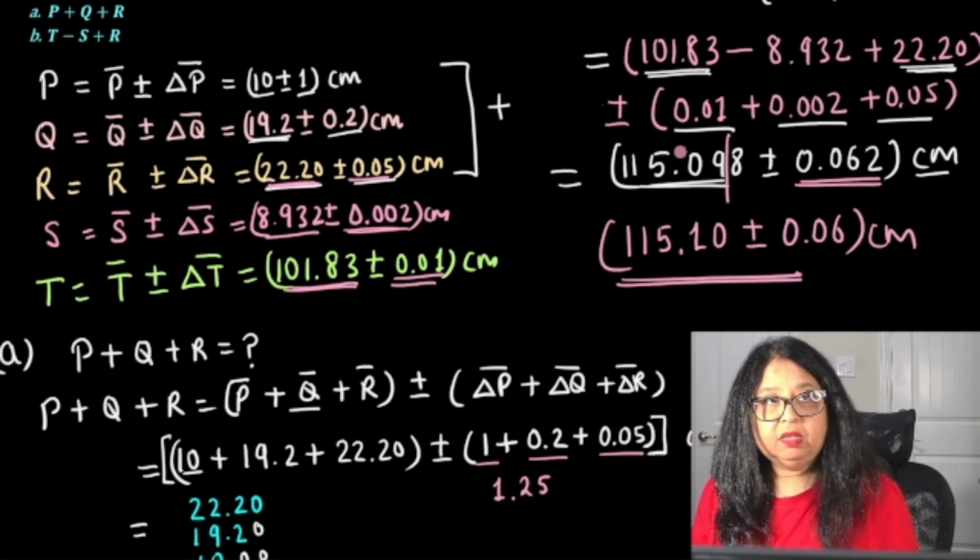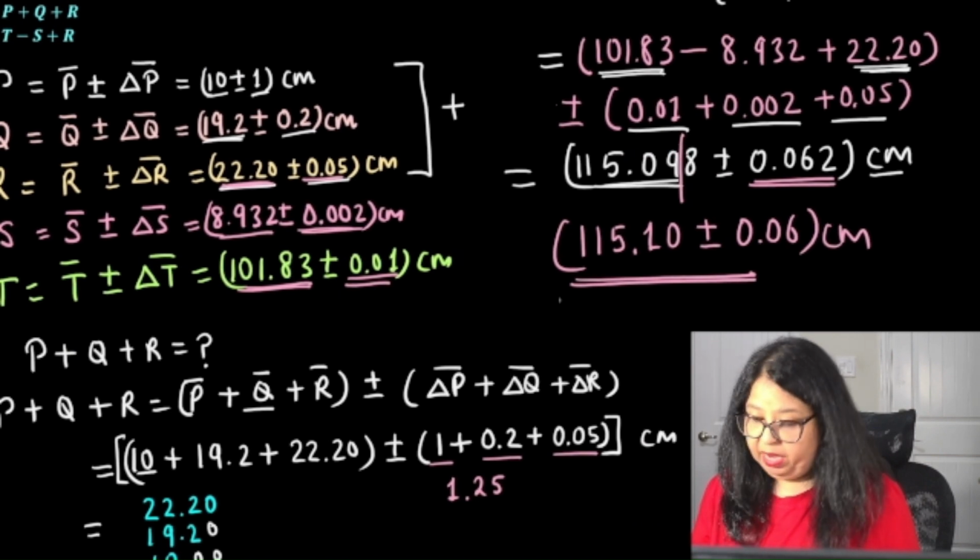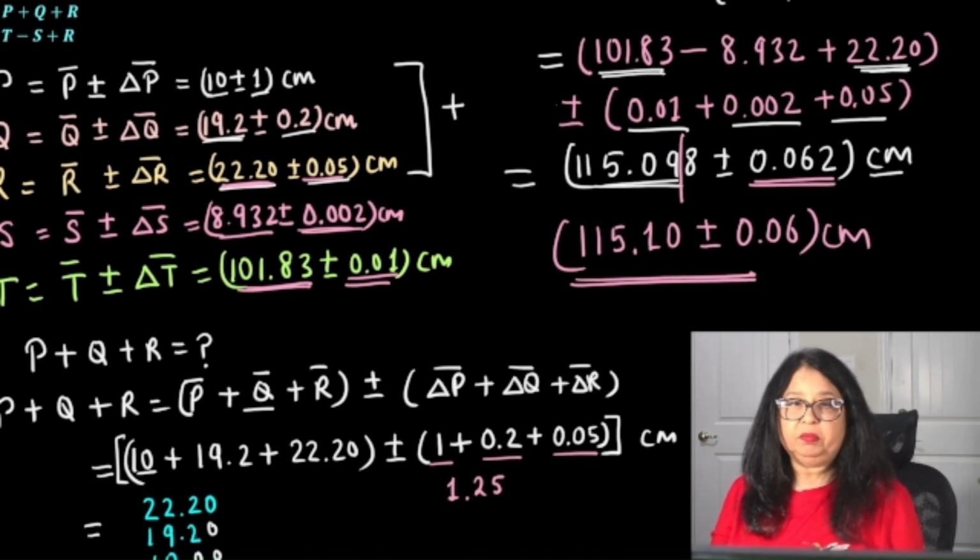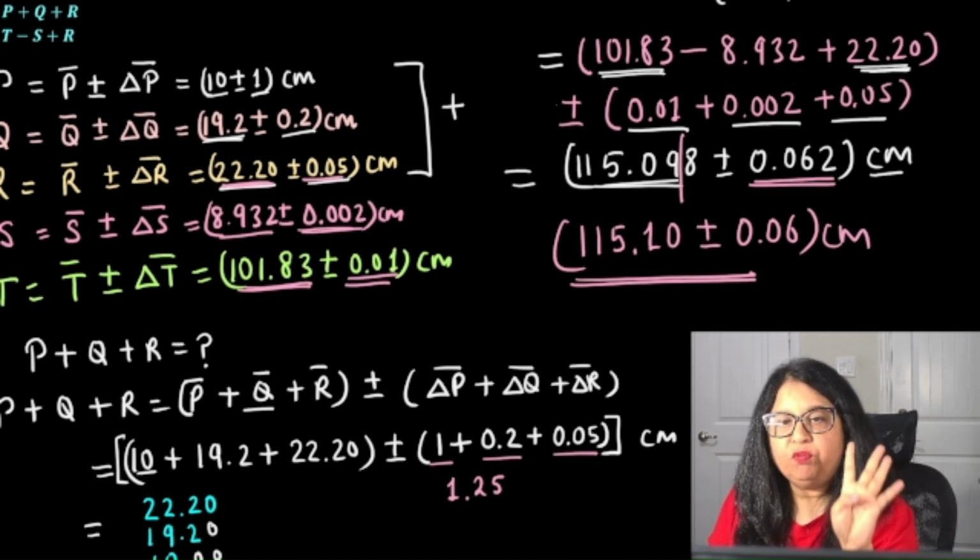What is this? This is our part B. T minus S plus R. So this was our problem number 4. Let's move on to problem number 5 next.